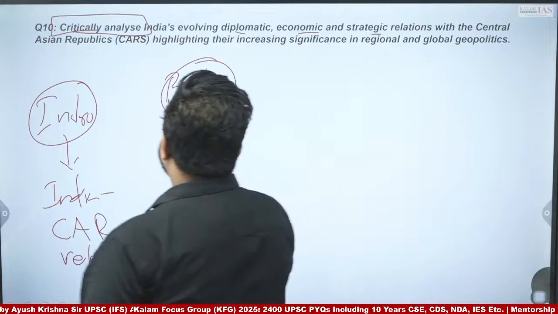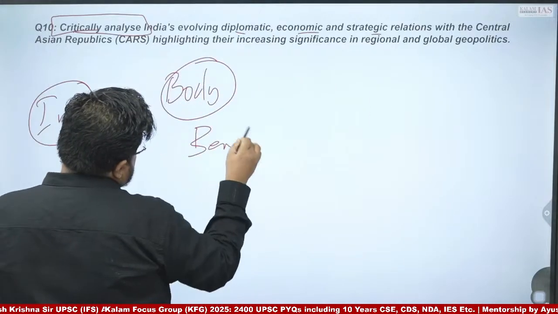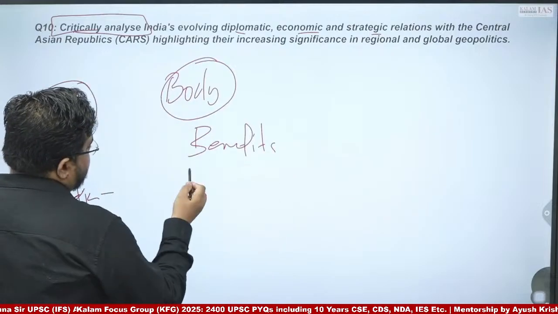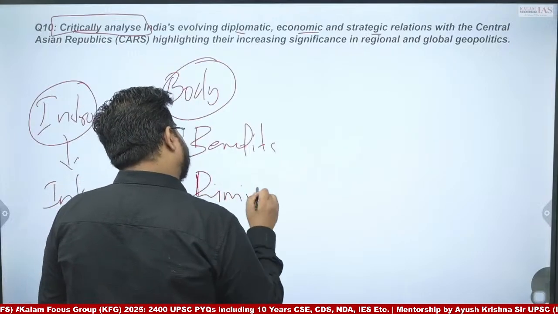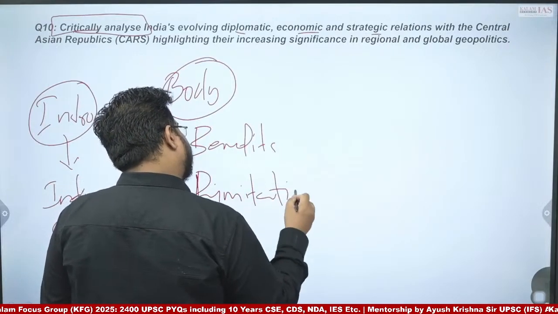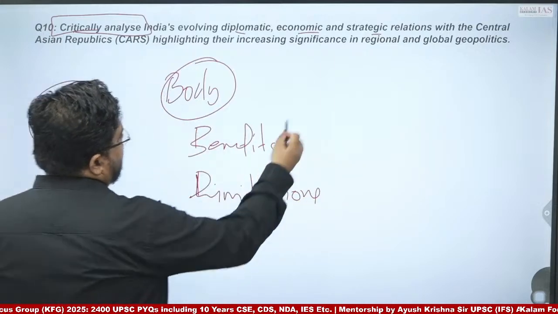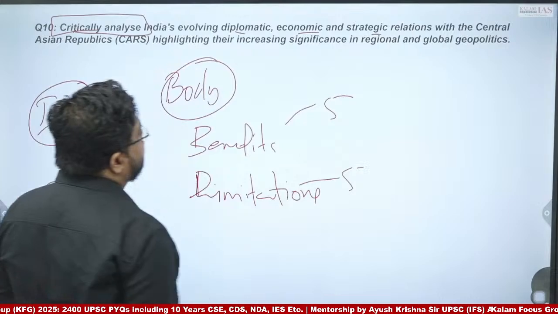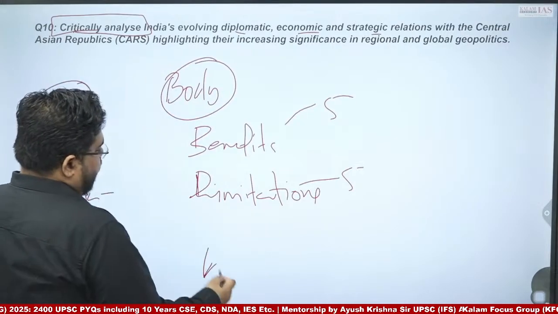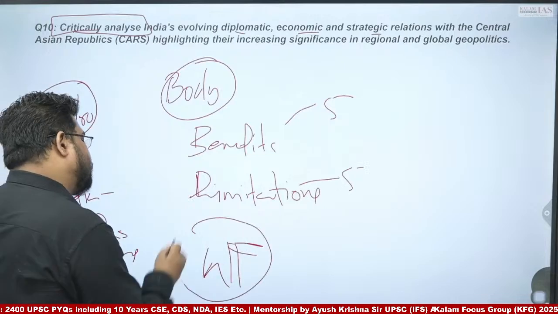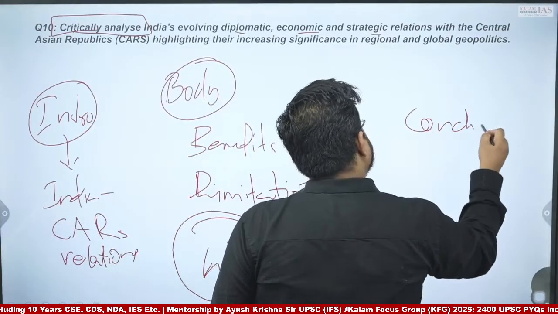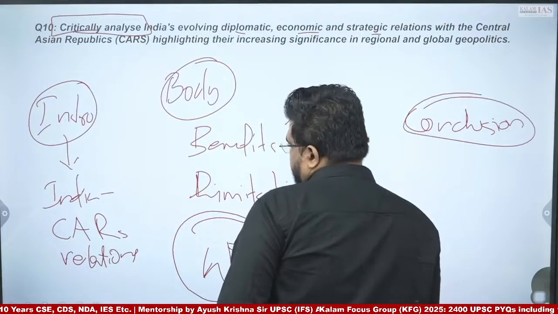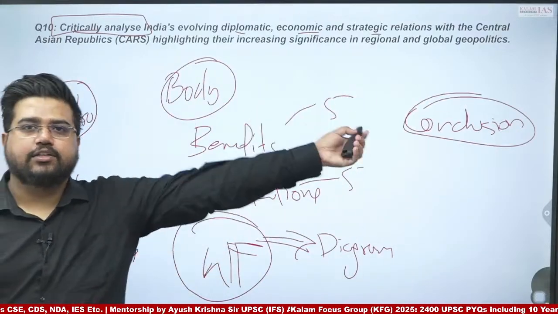In the body, I'm going to give benefits of Central Asian republics, or you can say limitations of India-Central Asian relations. These two aspects you can write. Give 5 points here, give 5 points here, your work is done. Then if you want, you can add a way forward, but this is not the demand of the question. So what we'll do, we'll try to put this in a diagrammatic format or make this a conclusion. Then you can write about the conclusion. Again, the whole things we have discussed in the first part, you can include here also.